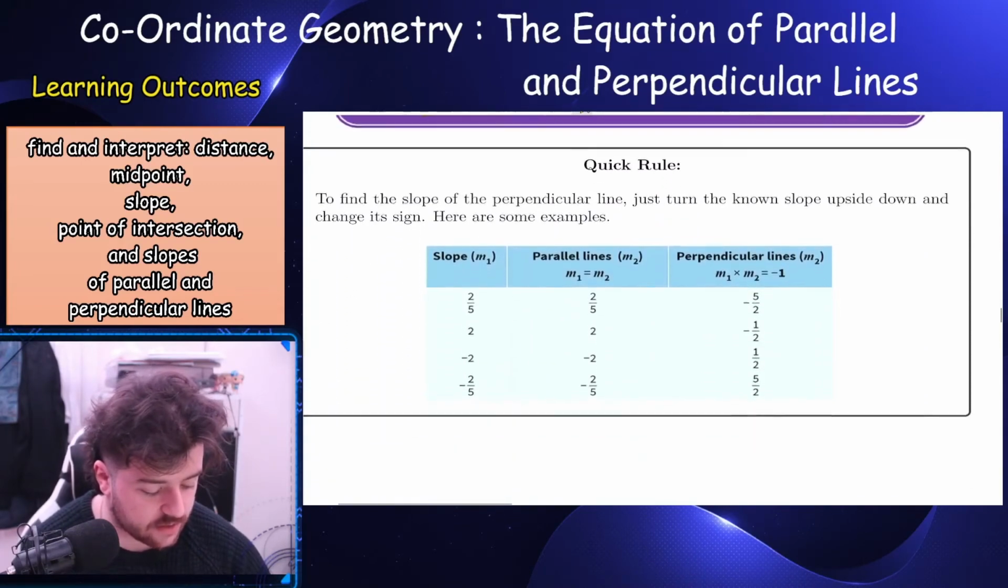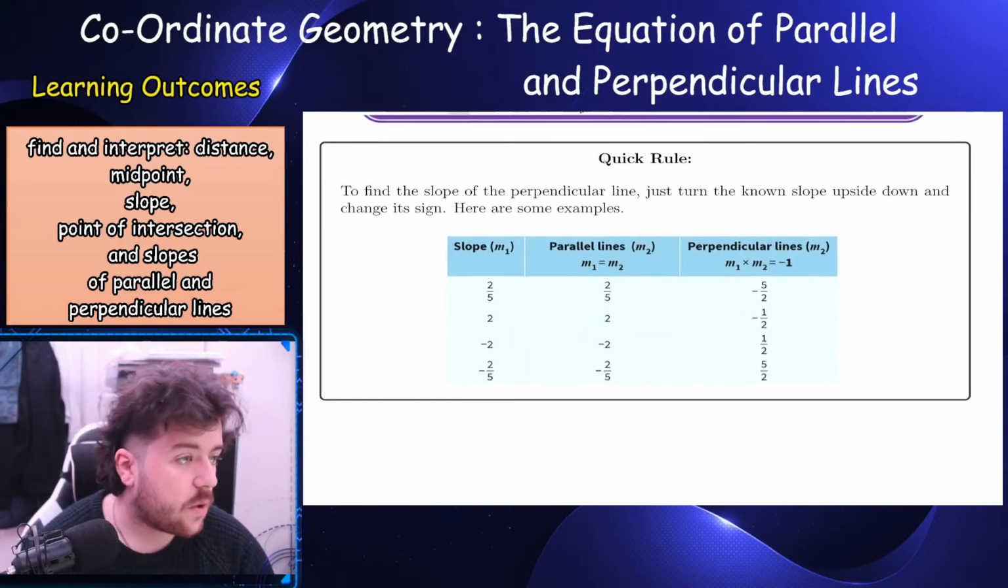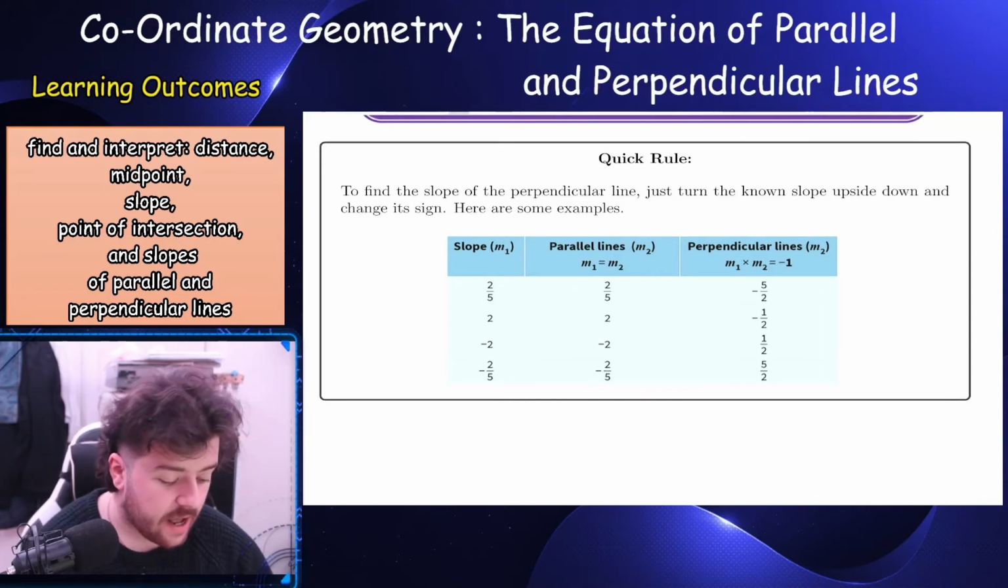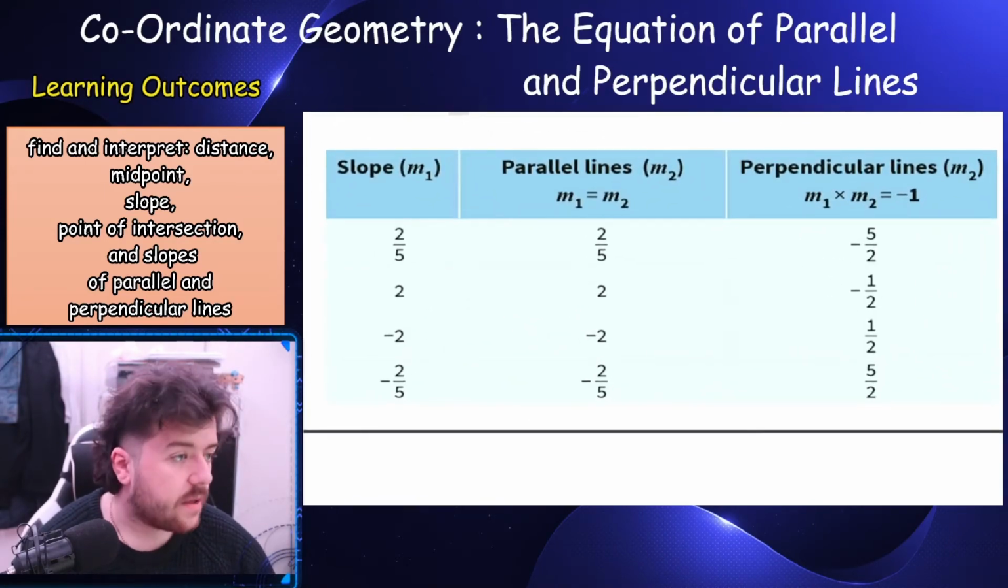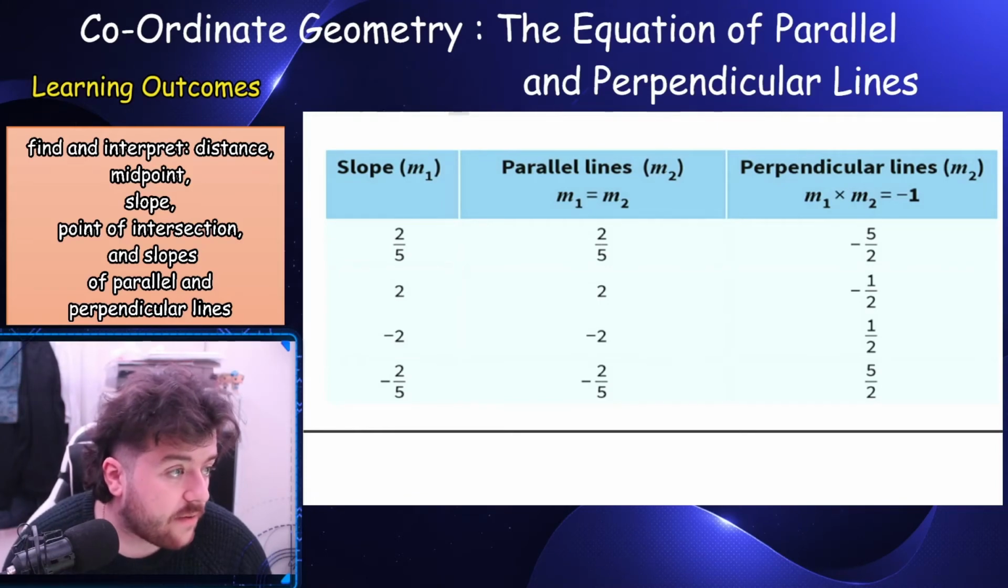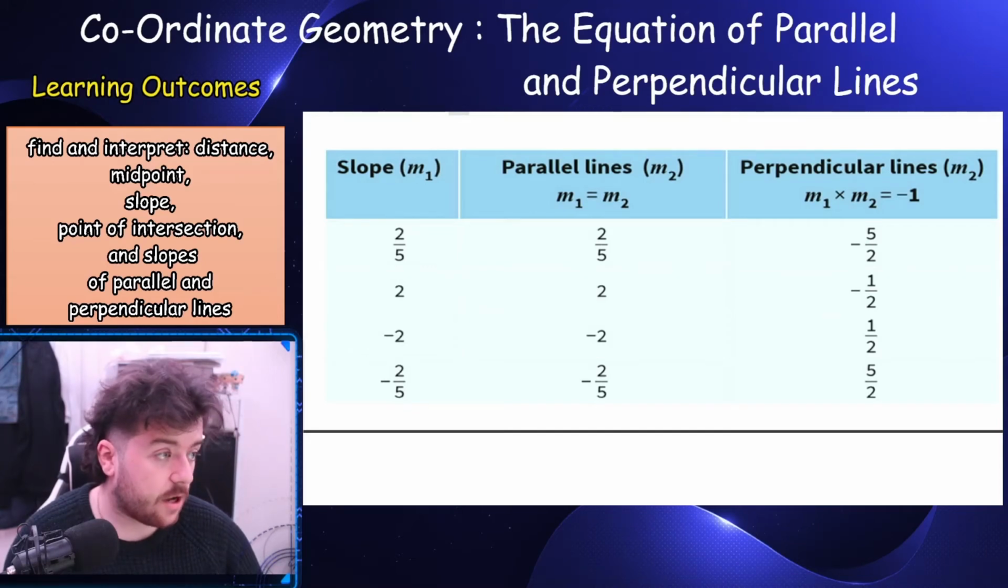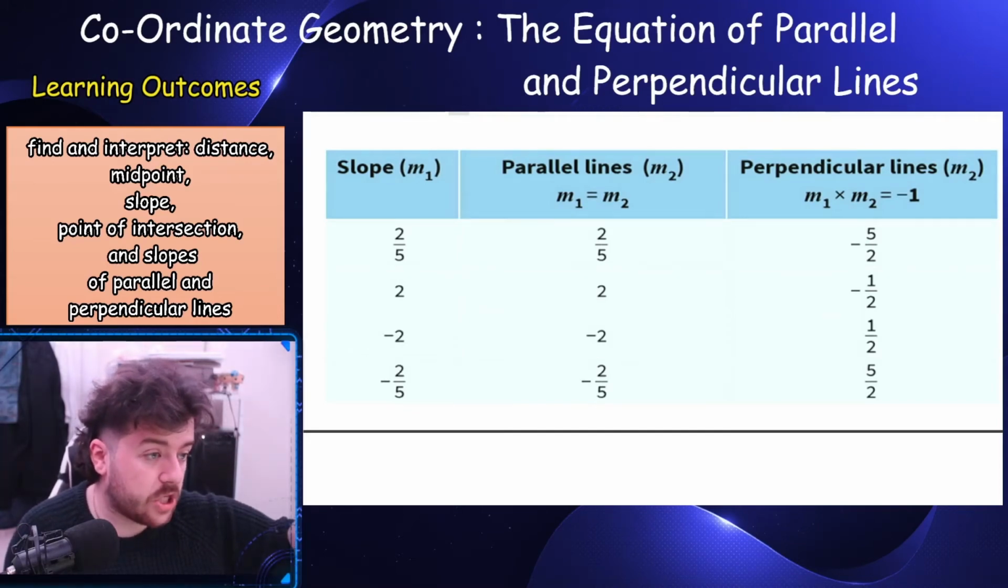Okay, so let's try this one. Before we do that, here's the quick rule. To find the slope of a perpendicular line, just turn the slope upside down and change the sign. Here are some examples. If I have a slope of 2/5, the parallel slope is going to be 2/5, but the perpendicular slope, flip it upside down, so it'll be 5/2, change the sign.